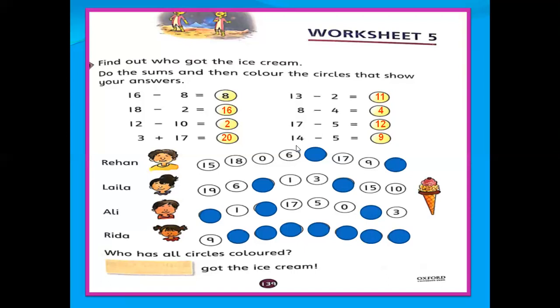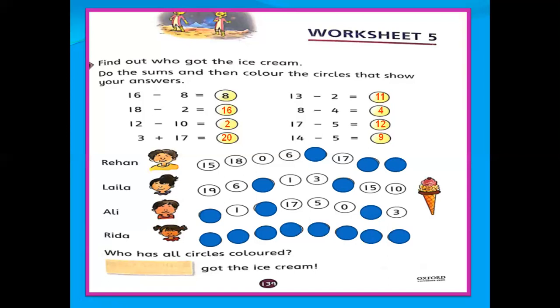And the last, 14 minus 5, 9. And in the first line, yes, this is the 9. Color this one. The second, no 9. In the third, no. And the fourth, the first circle has 9. And also color this one.